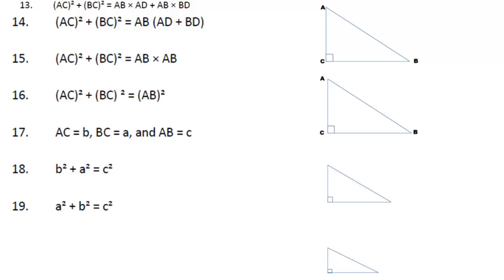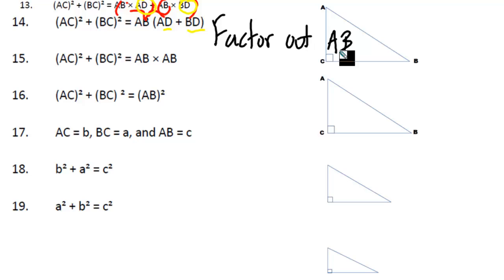What they did to get from 13 to 14 is they said this term has an AB in it, and this term has an AB in it. So they factored out the AB. If you take the AB out of this term, the only thing left is AD. That's why it shows up here. If you take the AB out of this term, the only thing left is BD. That's why it shows up here. This is a process that you should be familiar with. It's called factoring. So we factored out AB in this case.